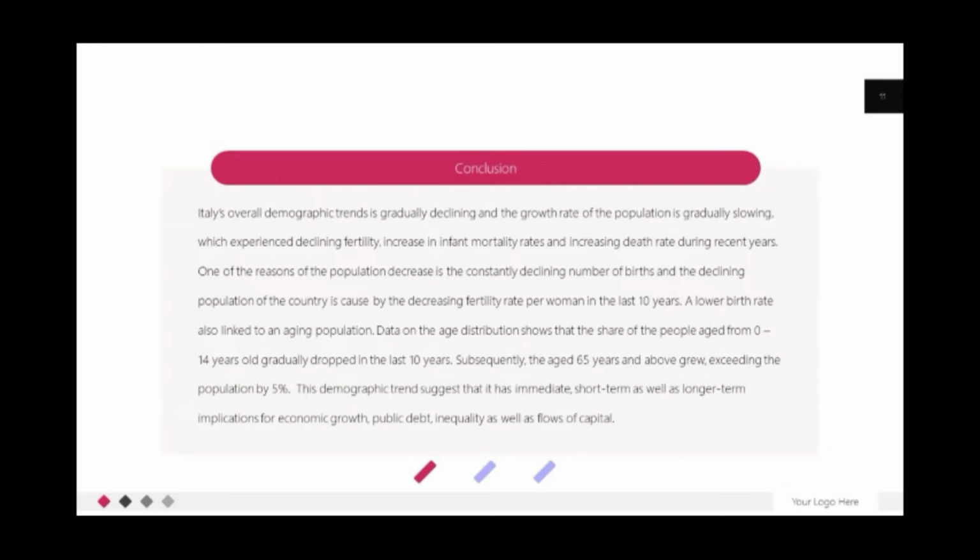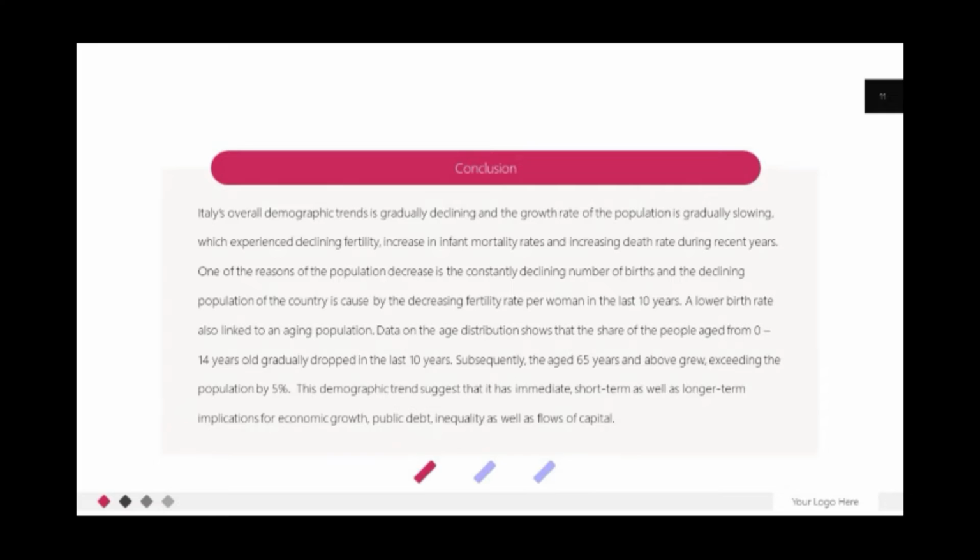As a conclusion, Italy's overall demographic trends is gradually declining, and the growth rate of the population is gradually slowing, which experienced declining fertility, increased infant mortality rates, and increasing death rate during the recent years. One of the reasons of the population decrease is the constantly declining number of births, and declining population of the country is caused by the decreasing fertility rate per woman in the last 10 years.